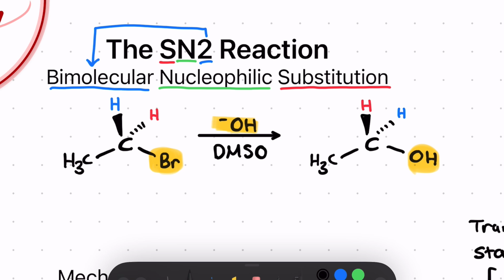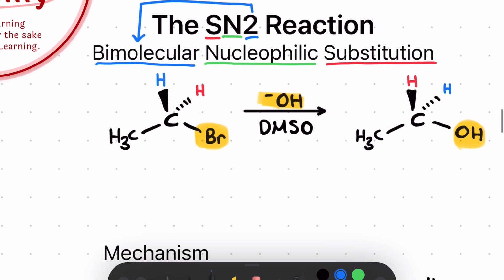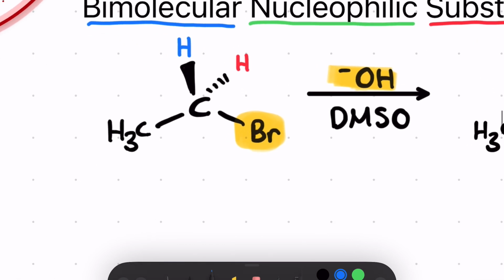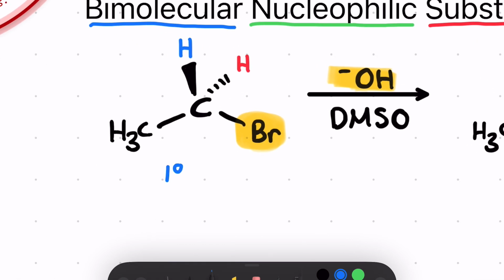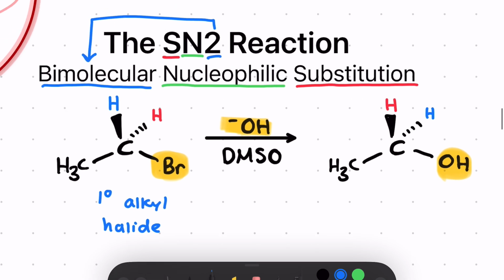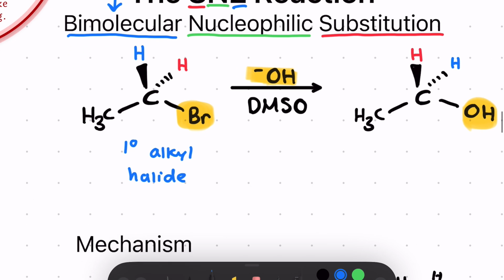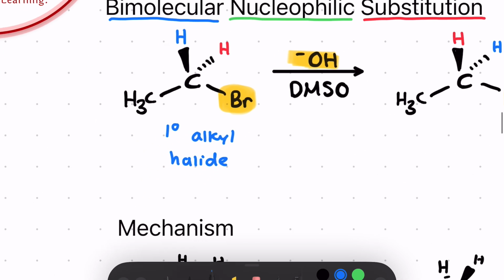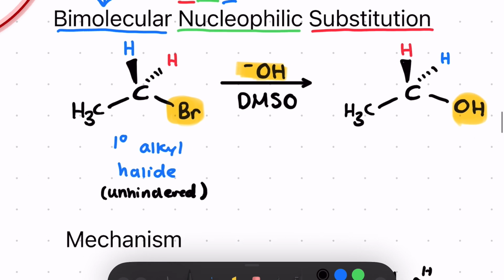You'll notice I'm starting with my substrate here. My substrate is this primary alkyl halide, an alkyl bromide. And the SN2 reaction preferentially happens with unhindered substrates. So we want our reactions to have an unhindered substrate for SN2.